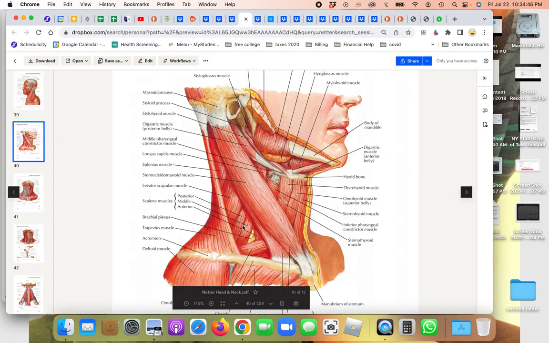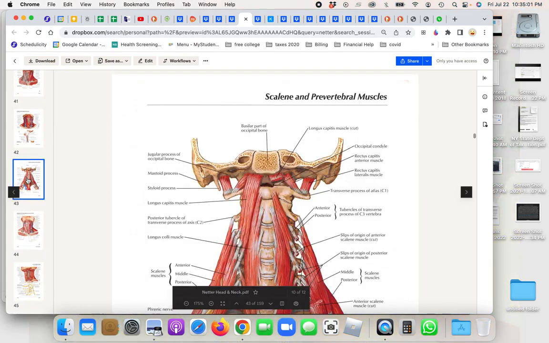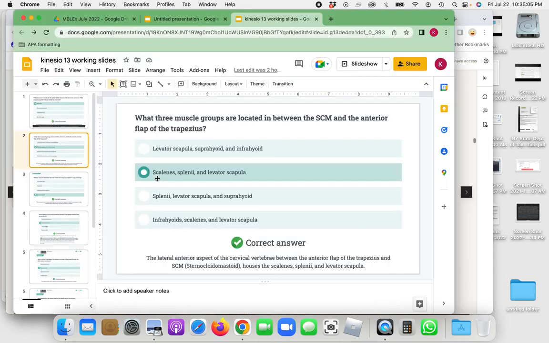Yeah, scalenes, splenius capitis, or spleni, and then the levator scapula muscles. Good. Okay, moving on.